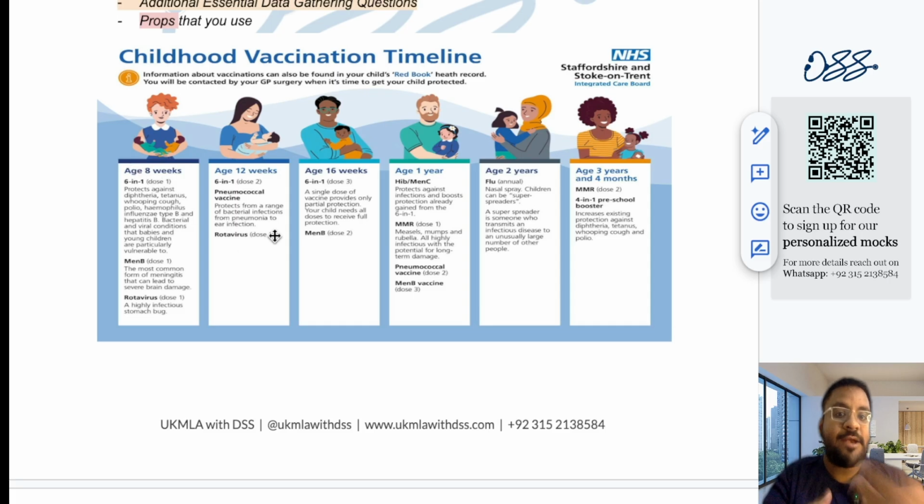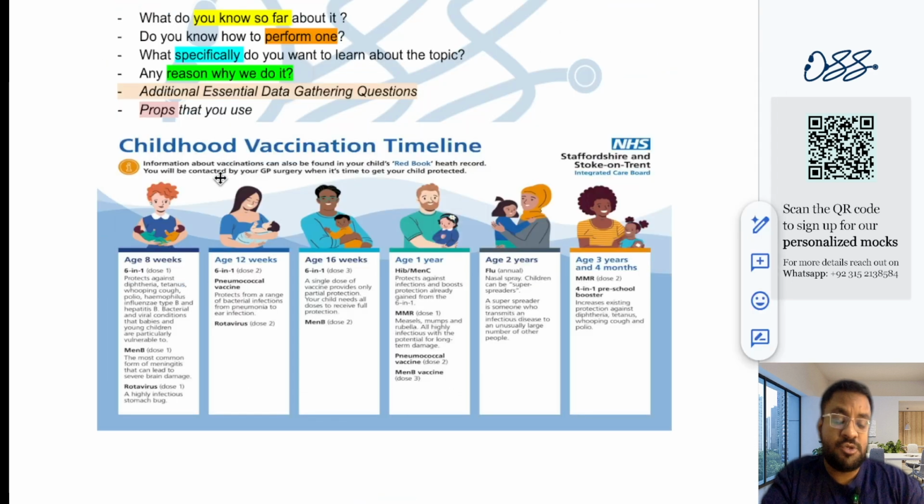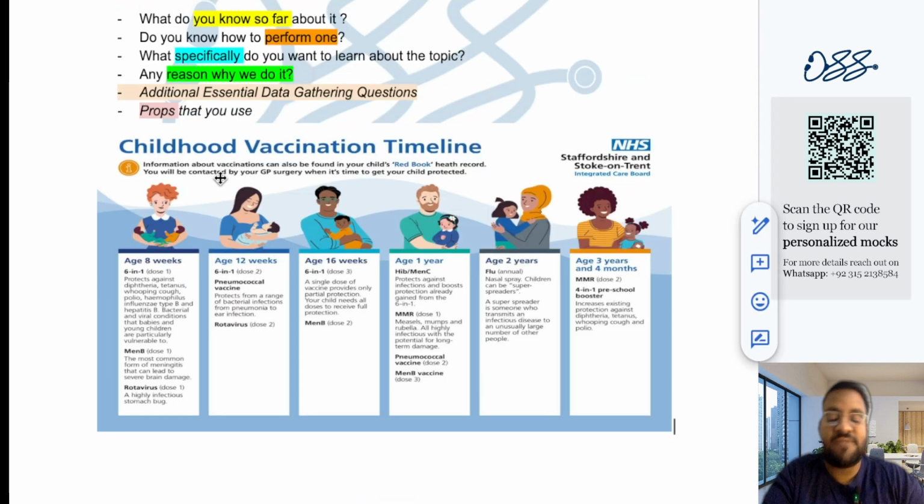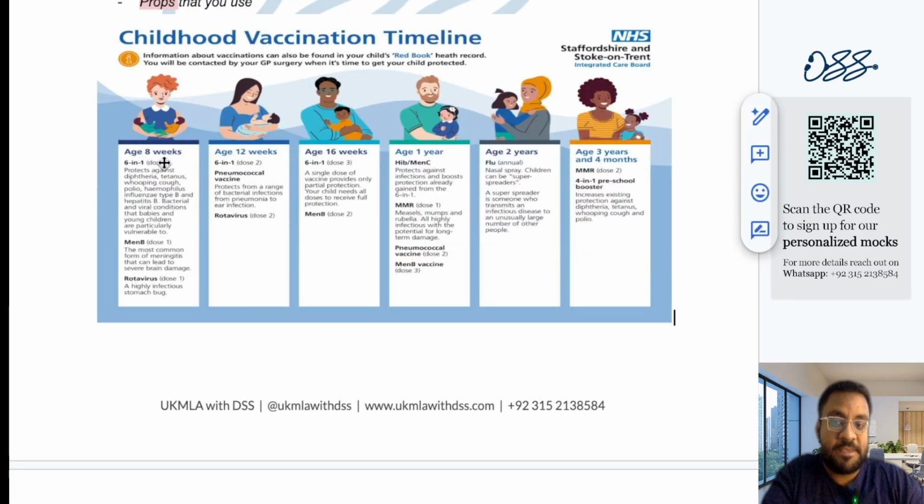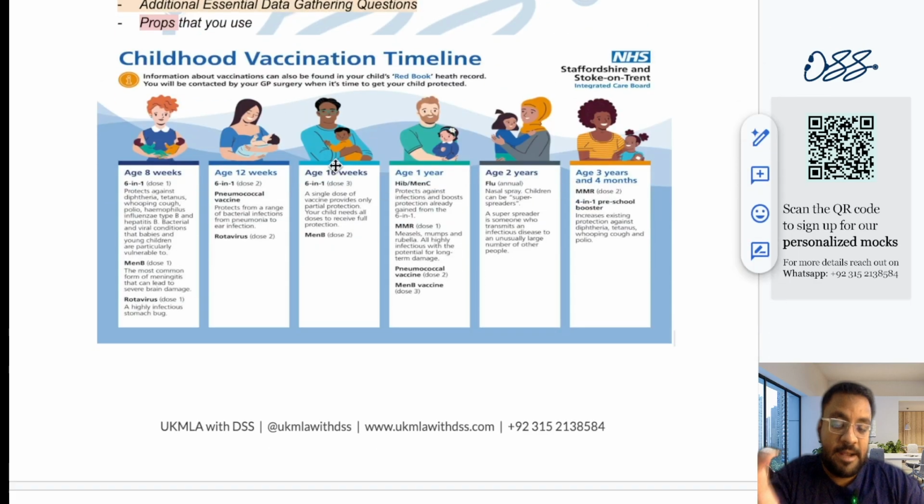So try to use the props. Try to use the material. You can just talk about it, that okay, the first vaccine is the 8-week vaccine, and this is the first vaccine that is given to the child. It has got 3 vaccines. You can do it like that as well, and you can use this picture and point out and show what is written. So try to use these props and the additional material that is given.